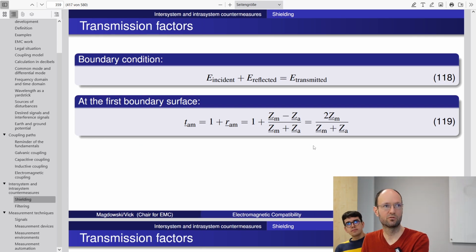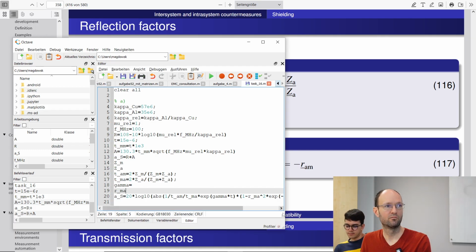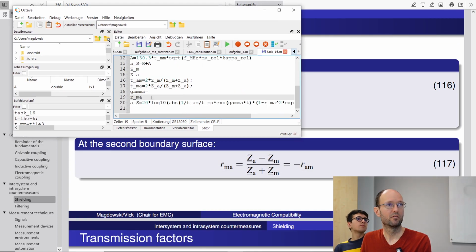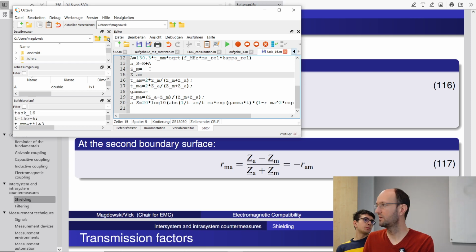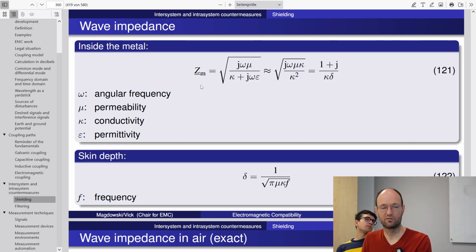And there should also be the reflection coefficient somewhere close. This is the reflection coefficient from metal into air. So this is ZA minus Zm, divided by the same sum that I can copy from here. Okay, so we need the wave impedance in metal and the wave impedance in air. This was also given somewhere on the slides. This is the wave impedance in metal.